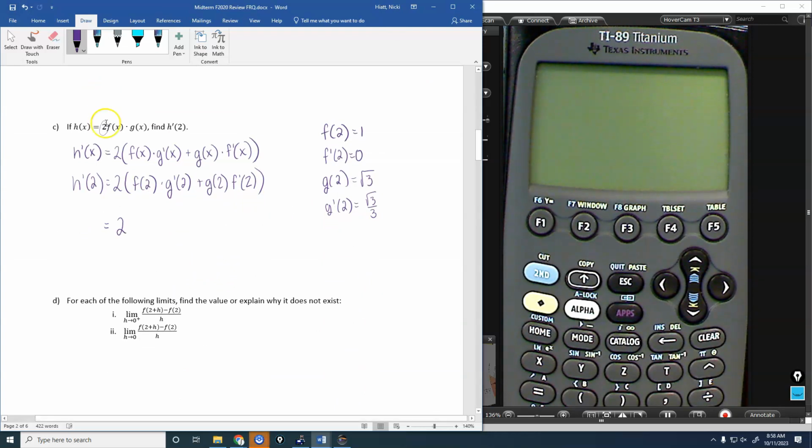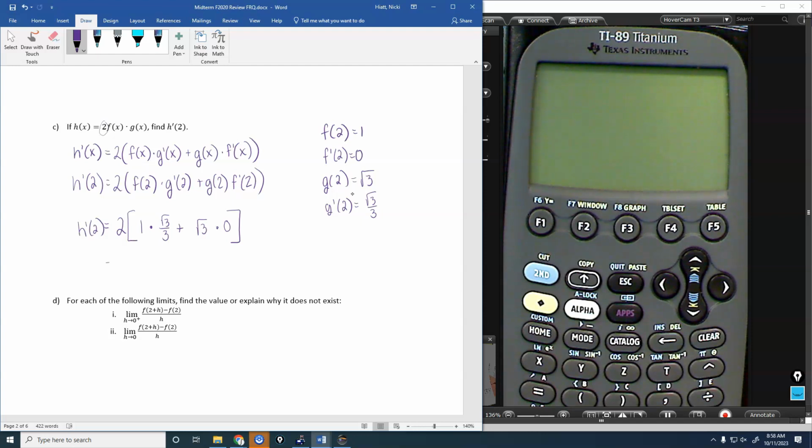Now, you cannot leave the answer like this line above, but you can leave the answer like this. F of 2 is 1. G prime of 2 is square root of 3 over 3. Plus G of 2 is the square root of 3. And F prime of 2 is 0. You can stop there because you have plugged in all of your values. The only thing left to do is addition or subtraction.